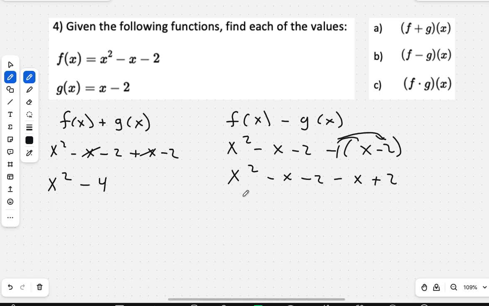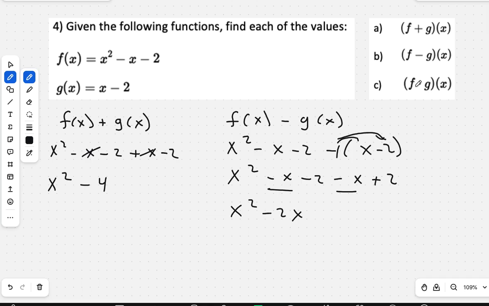And now just like over here, we'll collect our like terms. So x squared minus x minus another x. Again, careful on those signs. We're going minus 1 would make minus 2x. And then minus 2 plus 2, those have opposite signs, so those would cancel. And what's left there would be my final.